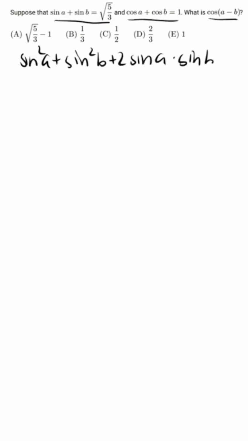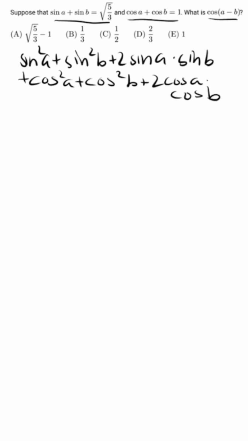We can first square both equations and add them together. This will give us sine squared A plus sine squared B plus 2 sine A sine B plus cosine squared A plus cosine squared B plus 2 cosine A cosine B equals 1 plus 5/3, or 8/3.